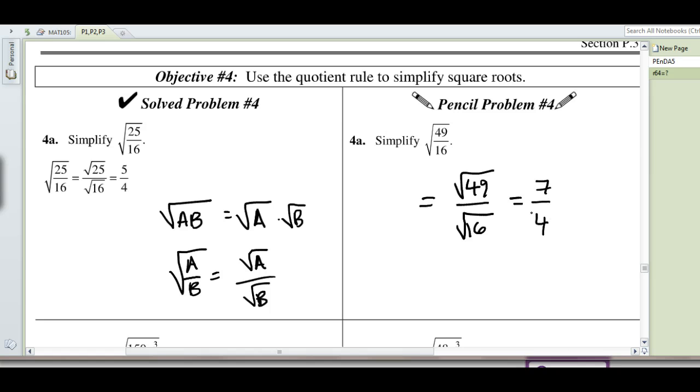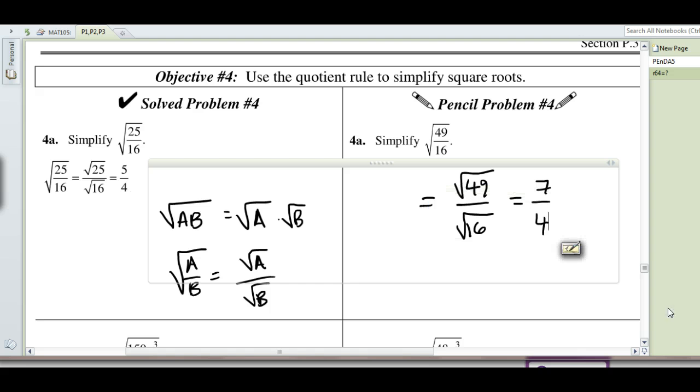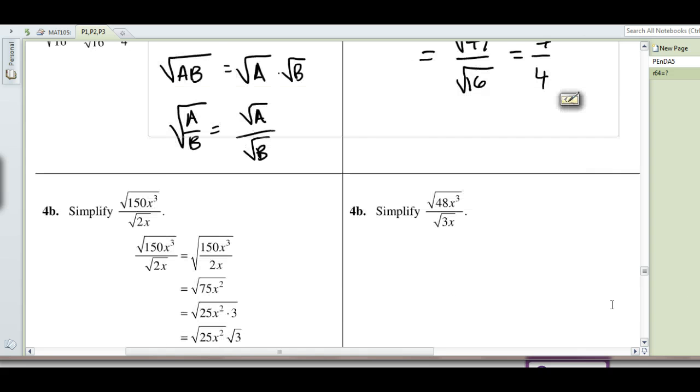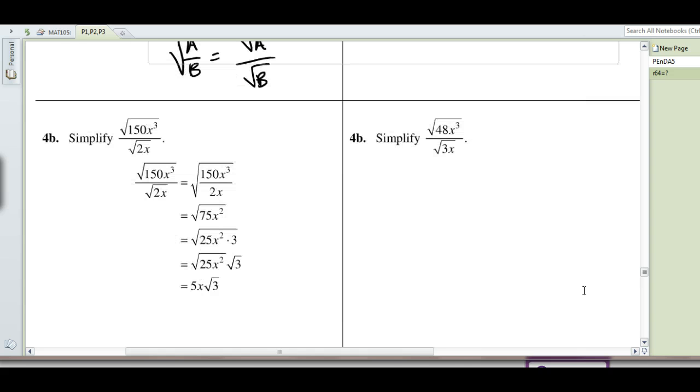And if you're not too quick with your mental arithmetic, then remember on the Blackboard page we always have that calculator you can use to help you determine whether something is a perfect root or not. So let's go down to this next one and see about doing it.